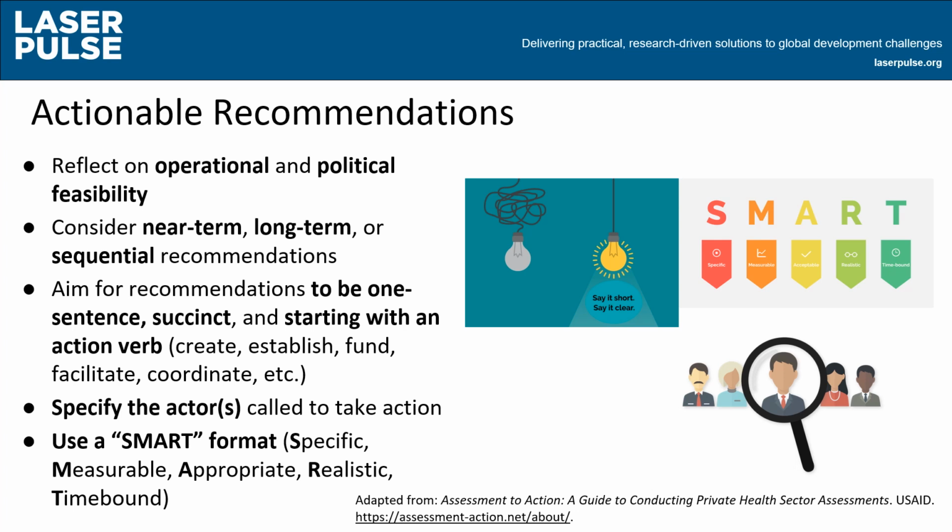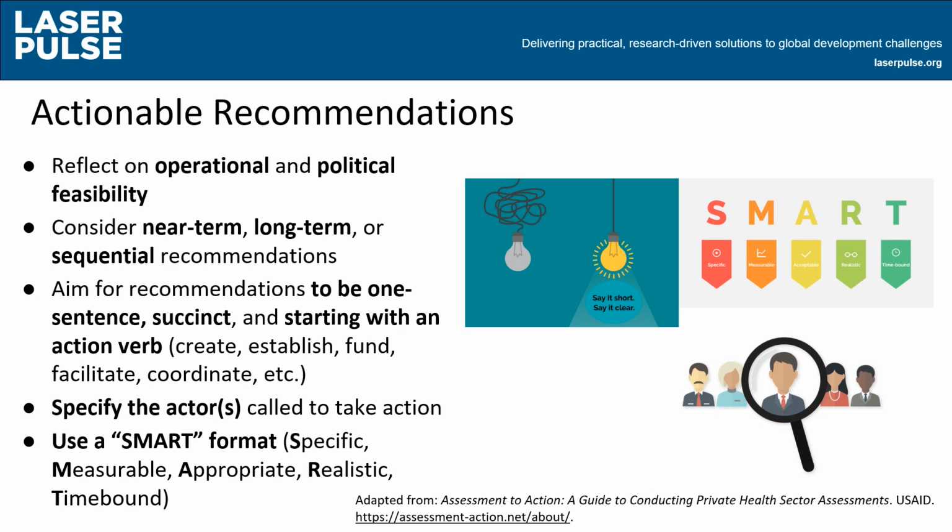When writing the recommendation, try to be succinct and begin with a word that can help someone take action. Create, establish, fund, and more. Specify who should take the action. Don't just say the government or the international community or practitioners. Target a ministry or office of government, a specific organization, or even an individual if you can. And as always, utilize SMART. Be specific, make it measurable, keep it appropriate, be realistic, and have it be time-bound.